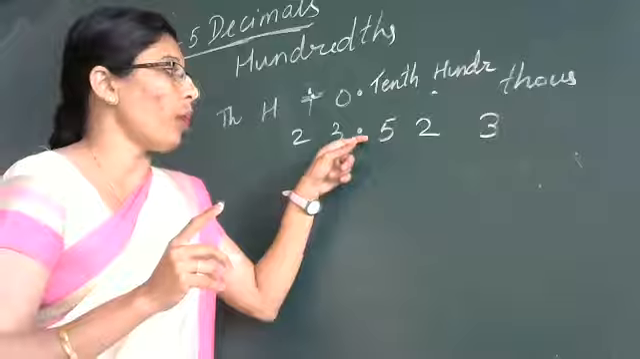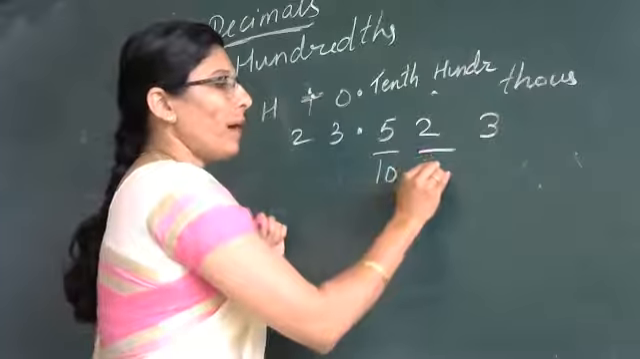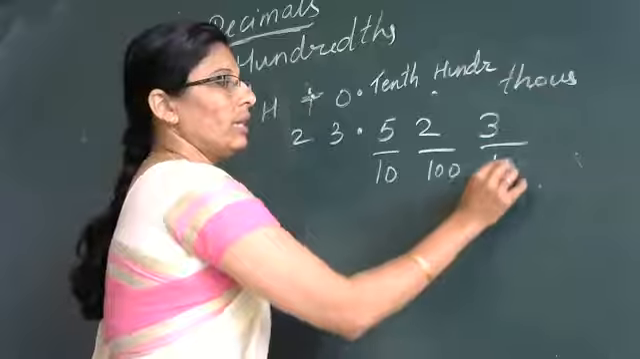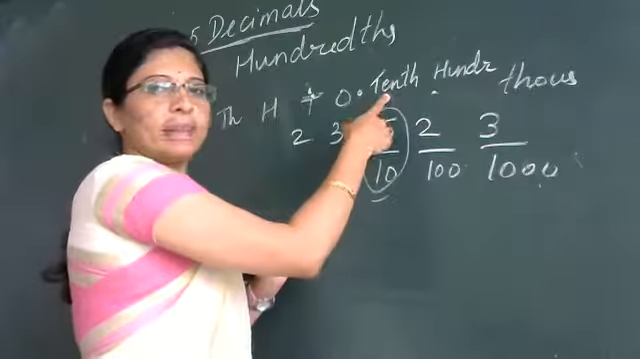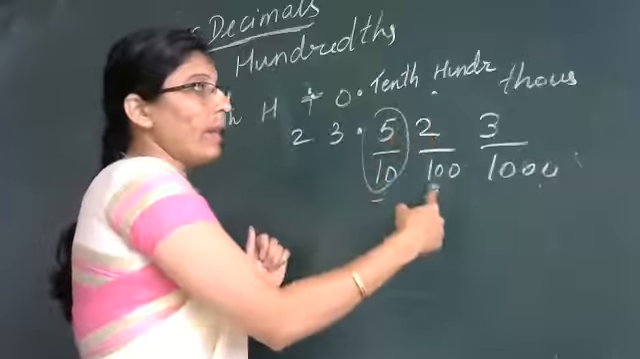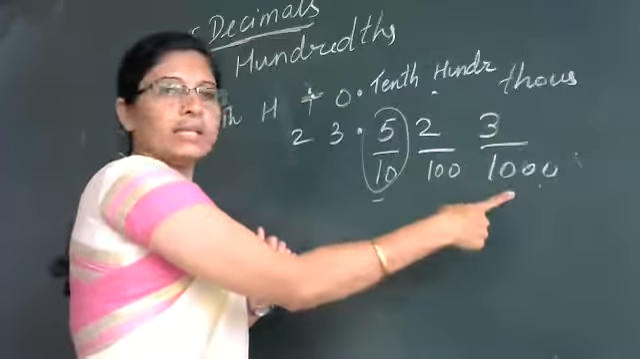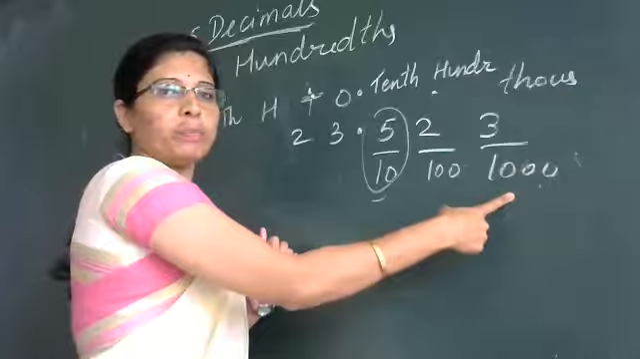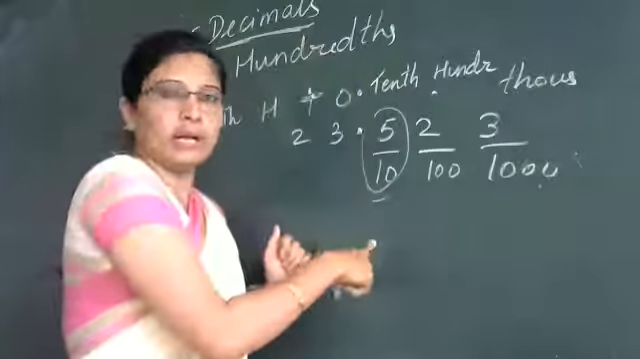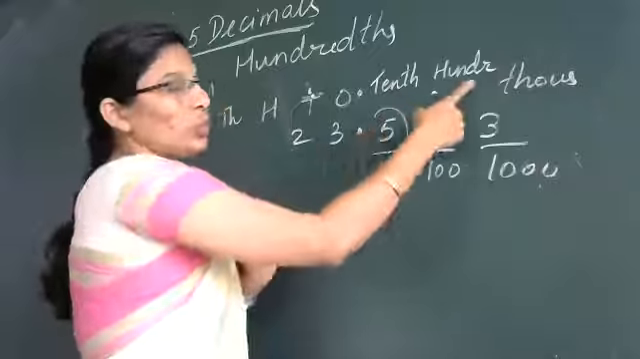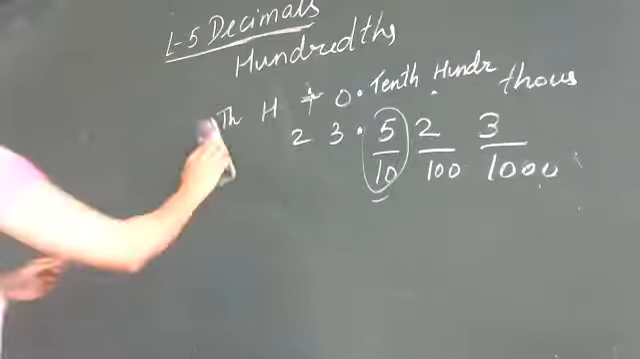So 0.5 means 5 by 10. Here 2 by 100. 3 by 1000. So this is the first place, that is the tenth place. Second place is the hundredth place. And third place is the thousandth place. Okay? In the decimals. Now we are going to see about hundredths and thousandths.